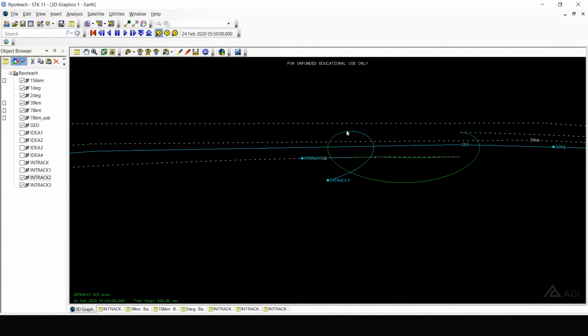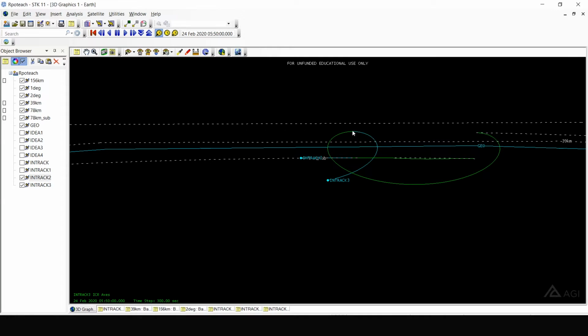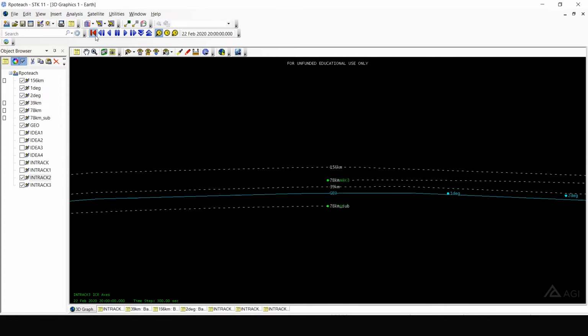And you can see that our apogee is still at the same altitude that we started at, 78 kilometers, and our perigee is well below that. And we're drifting around a line along this satellite object's line. So let's just view this NMC with respect to this satellite line.